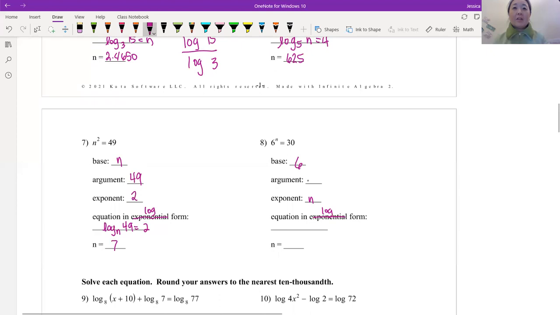The exponent is n, and the argument right here is 30. So again, it's log base 6 of the argument, which is 30, is equal to n. Remember, we don't know the exponent, so let's just do the log. We're doing log of 30 divided by log of 6, the change of base formula.